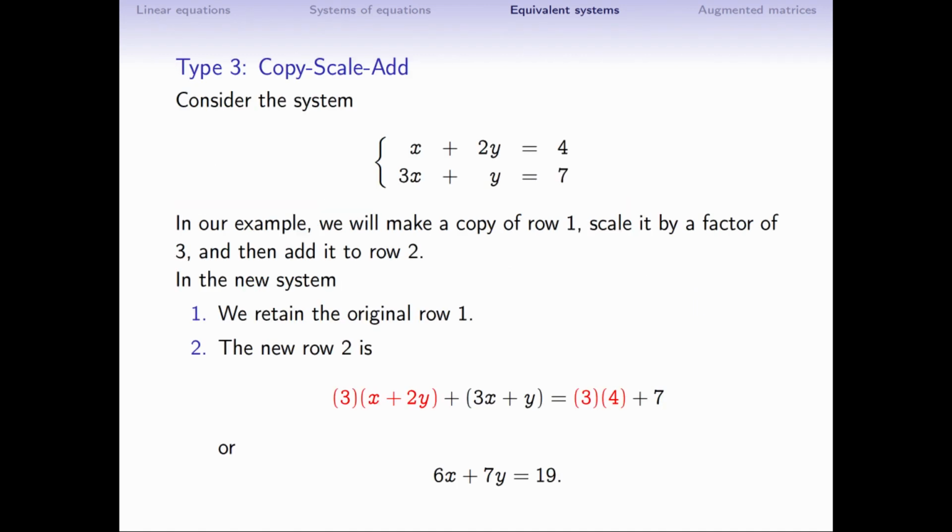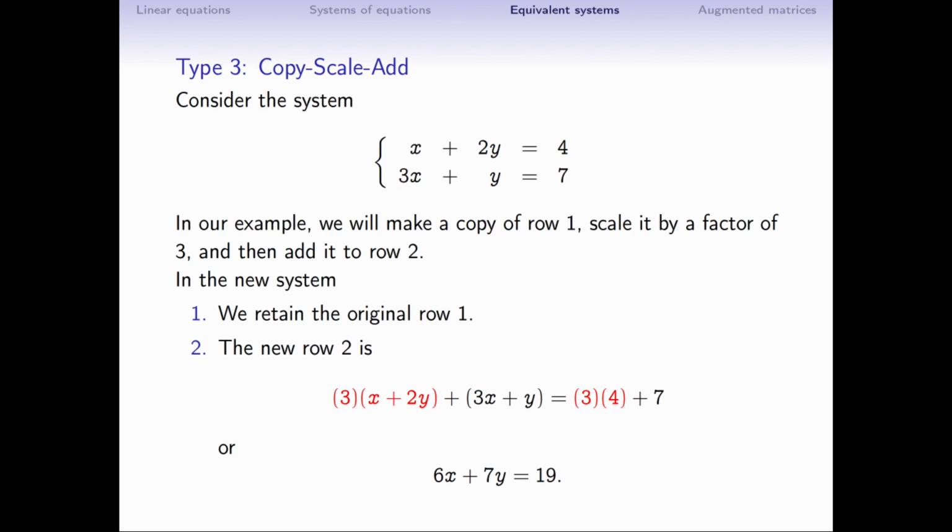Our next operation is called a type 3 operation or a copy, scale, add operation. It is the most obscure of the three. So let's see if we can get the hang of this. Let's take a look at this system of two equations and two unknowns. x plus 2y equals 4 is our equation in row 1, and 3x plus y equals 7 is the equation in row 2. Now, in our example, we will make a copy of row 1, scale it by a factor of 3, and then add it on to row 2.